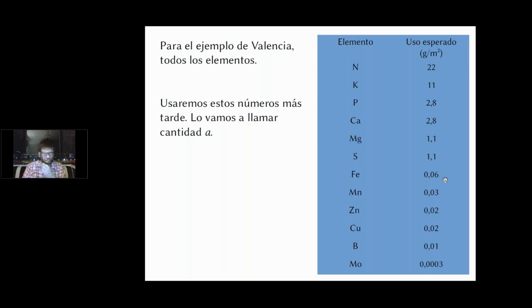And I want you to remember these because, well, remember the potassium and phosphorus, or remember where these numbers came from. We're going to call this amount A. So I'm going to work through a calculation later for Valencia, and we'll use these numbers, and we'll call this amount A, which is the amount that the grass can use.